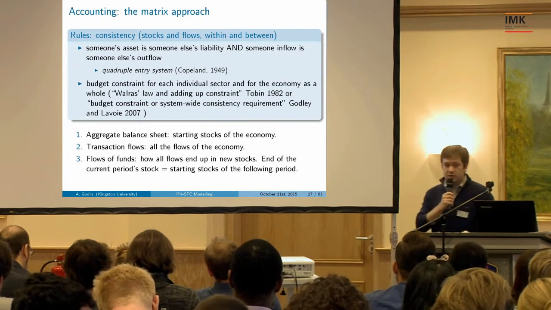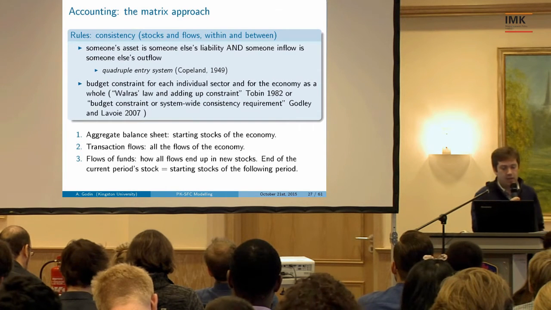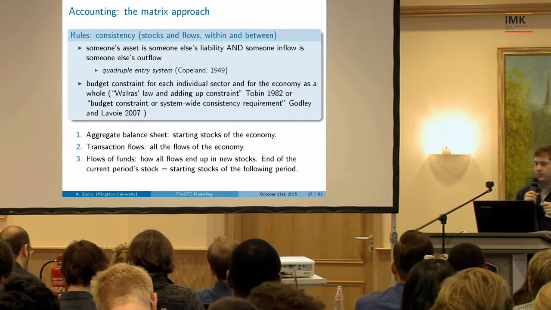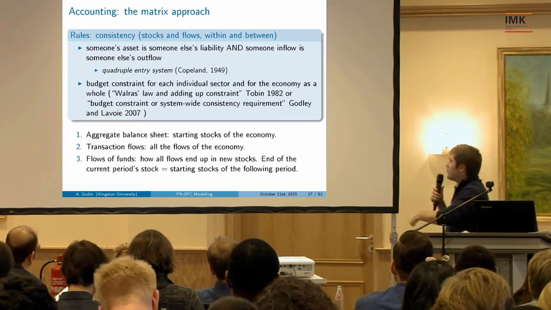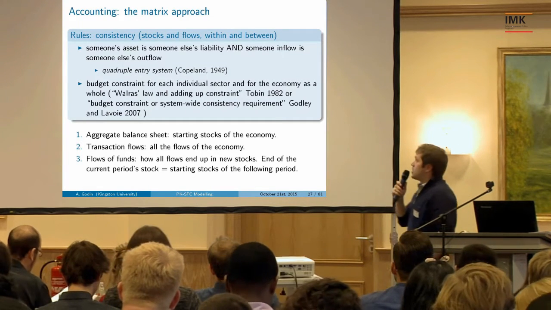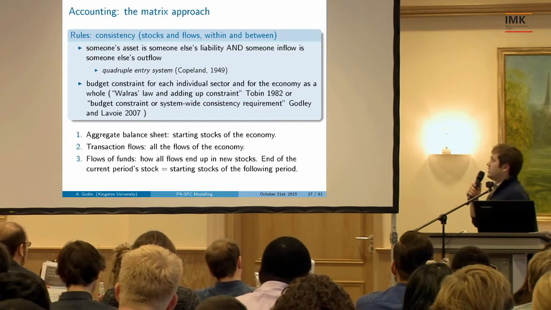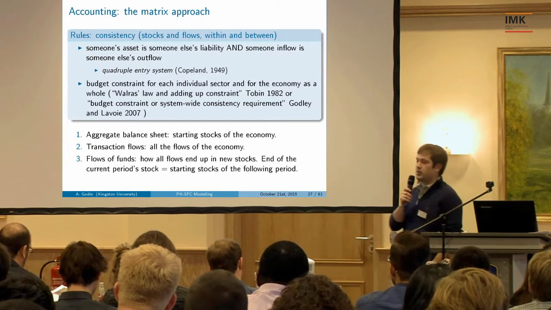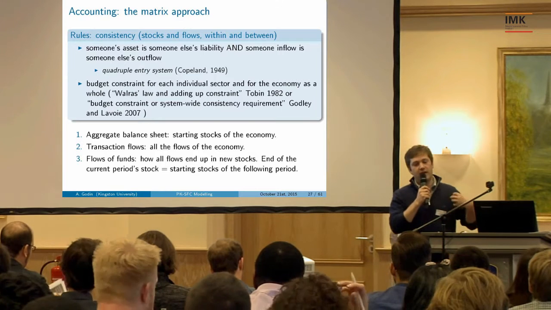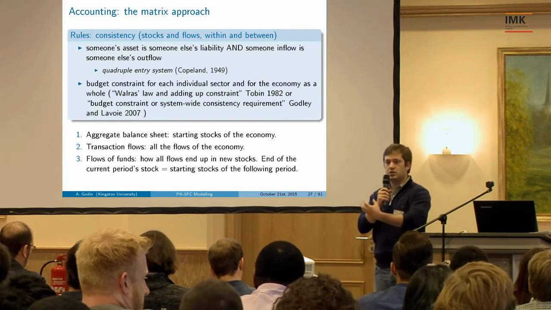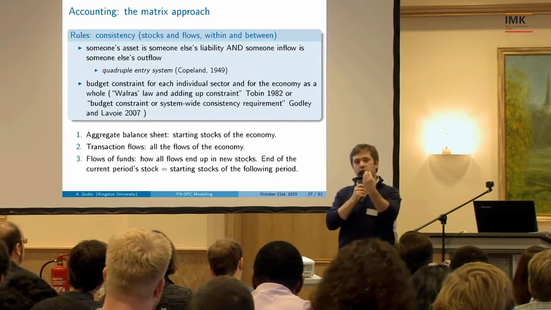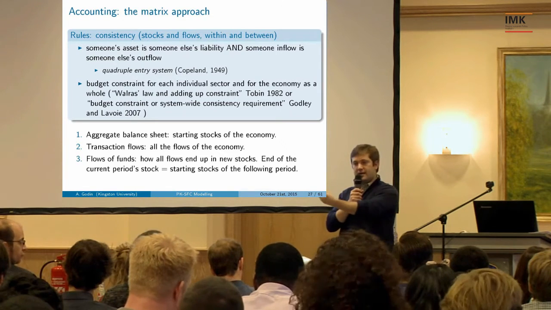So you want to have consistency among stocks and flows, and between stocks and flows. So someone's asset is someone else's liability, and someone's inflow is someone else's outflow. So it's a quadruple entry system of Copeland. So you want to make sure that every flow has an origin and a destination, and that every asset in the economy has a liability holder and an asset holder.